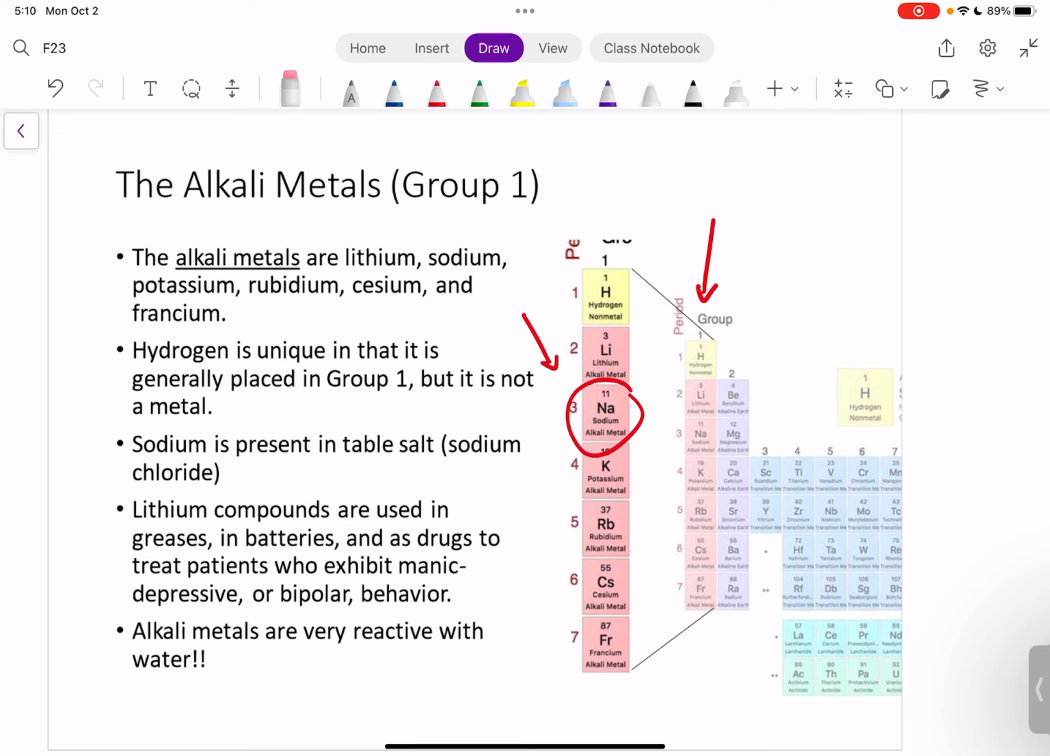If you throw a chunk of sodium into water, you'll see that it's very, very reactive. And I'd urge you to look up some YouTube videos on this. It can be really interesting to watch, but definitely not something you would want to try at home. It's very reactive with water, and that tends to be the case for all of these alkali metals.